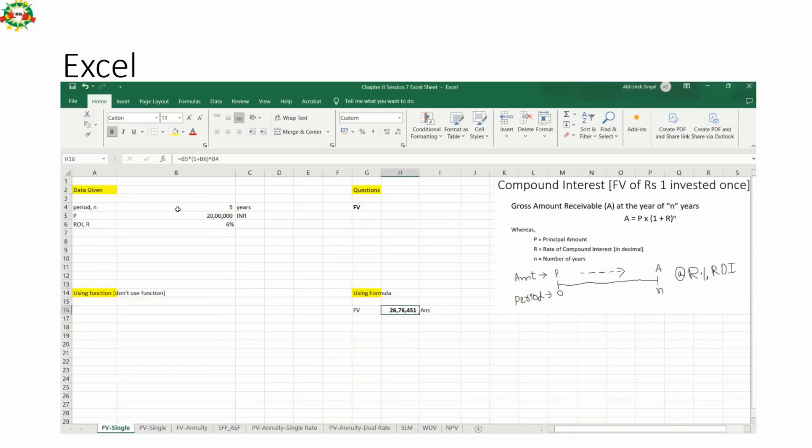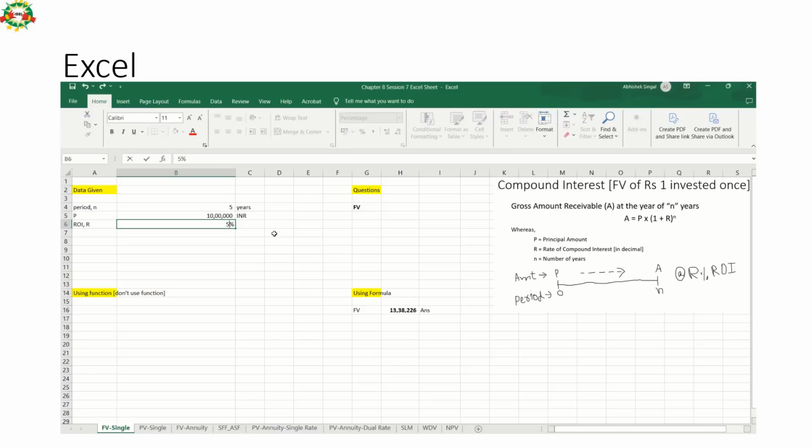So the thing is that in the examination also, you can create such templates and just keep on changing values. Then you will easily get the answer, and you need not calculate every time. Say I put 10 lakh rupees here. So you get your new value. You see this future value is getting changed.